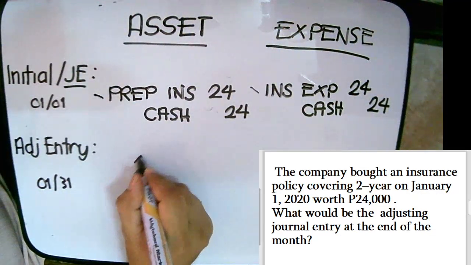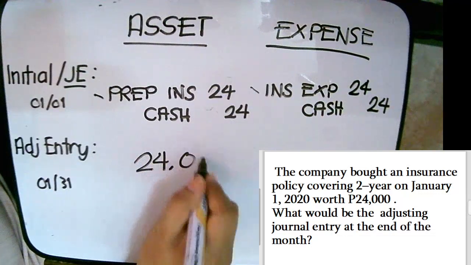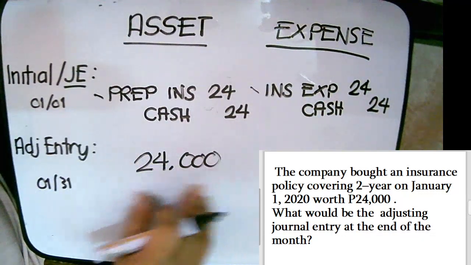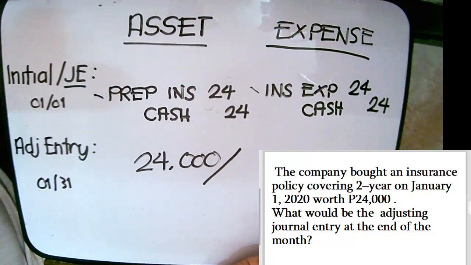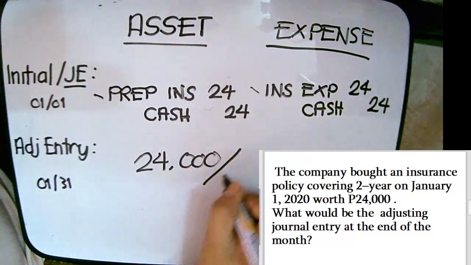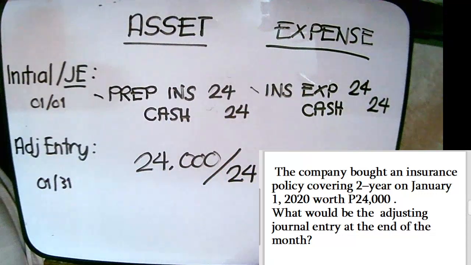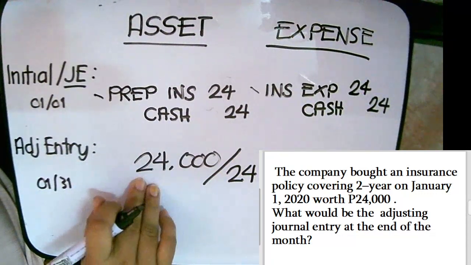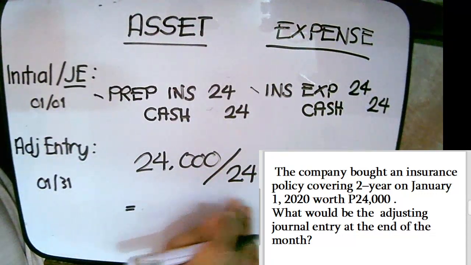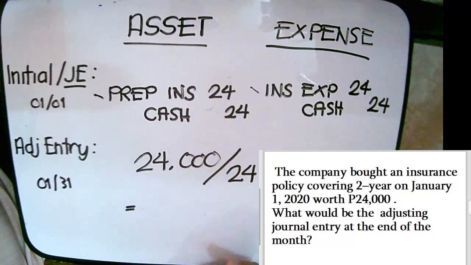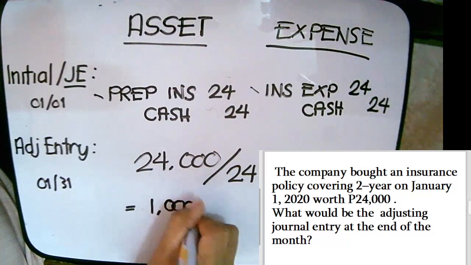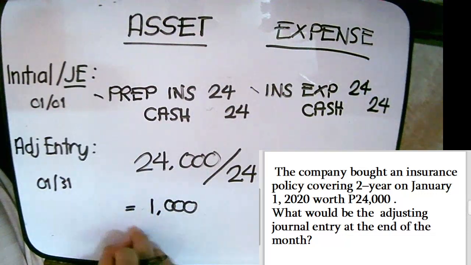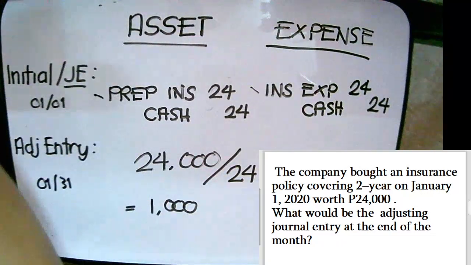So, yung prepaid insurance natin is 24,000. This is good for 2 years. So, kapag sinabing 2 years, that is 12 months times 2. So, we have 24 months. Ibig sabihin, kapag dinivide natin 24,000 by 24, yung monthly natin is 1,000. Ibig sabihin, sa isang buwan, 1,000 yung magiging expense or yung magagamit na.